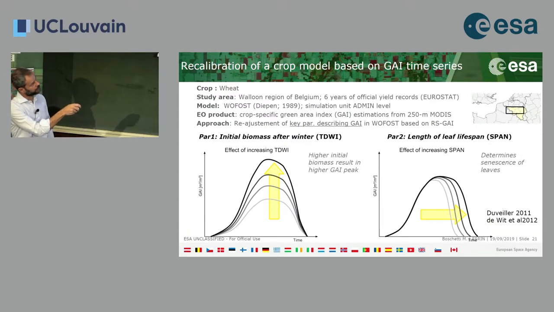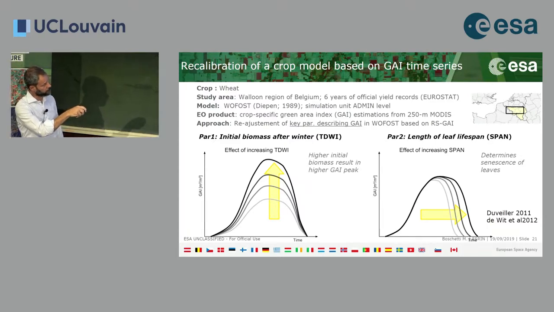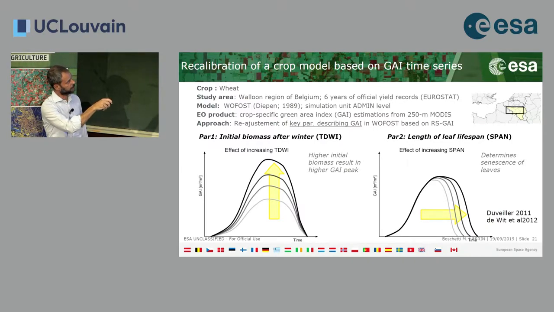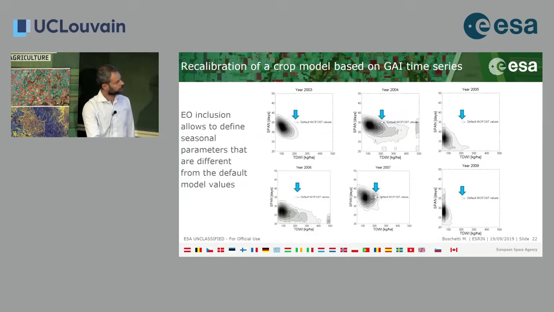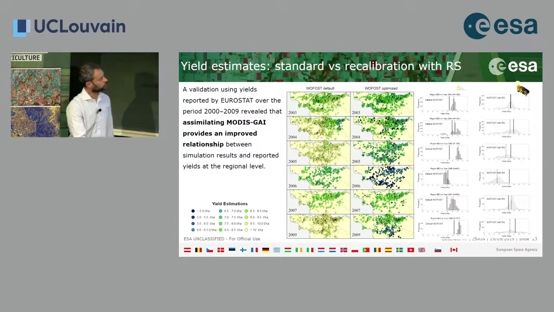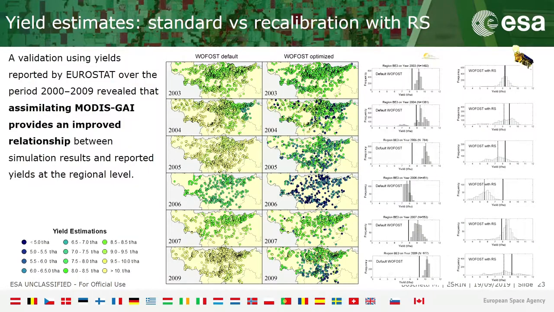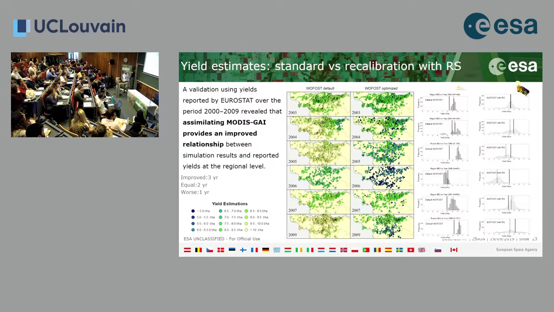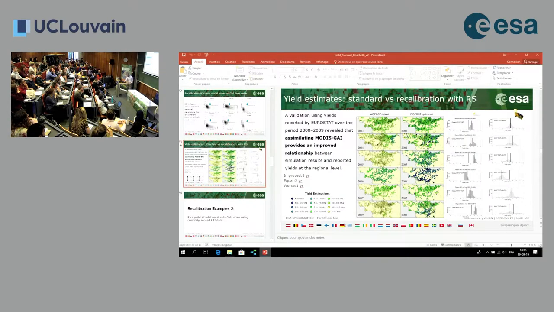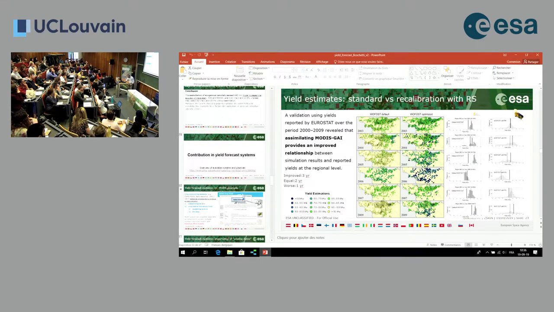So using the green area index to modulate the model parameter spatially. Instead of model parameters that were fixed, they provided different information, spatially distributed. So they were able to produce maps of production that are tuned thanks to the green area index provided by satellite. And in general, what they saw is that they improved the estimates 3 times, and 2 times it was equal, and 1 was even worse.